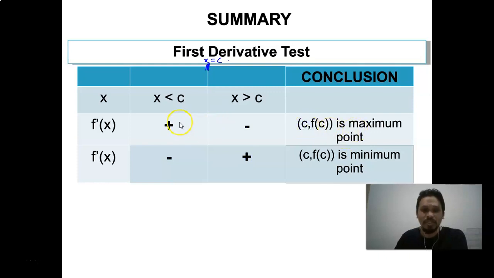The gradient is positive, something like this, and then going down. So it's a maximum point, the peak of the graph. And from here the gradient is negative, then turns to positive. So this is the lowest point, or the valley of the graph.